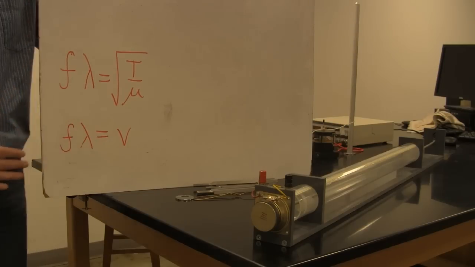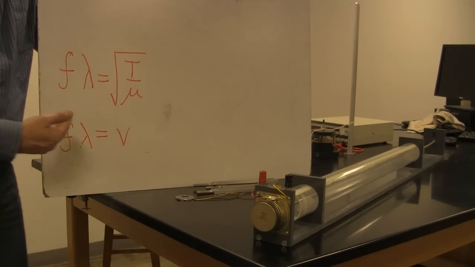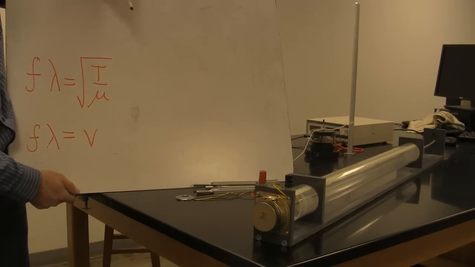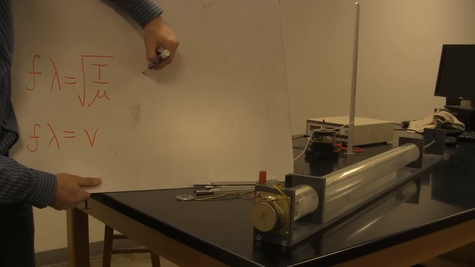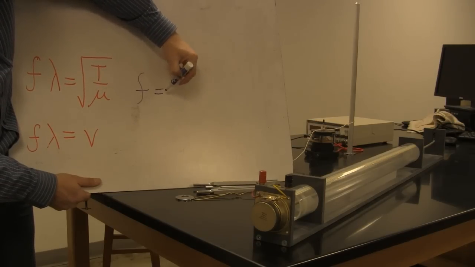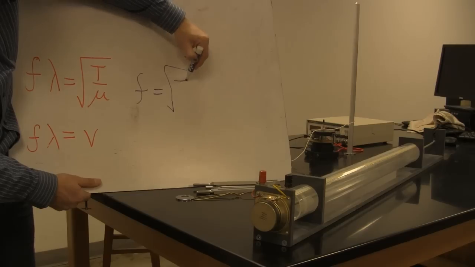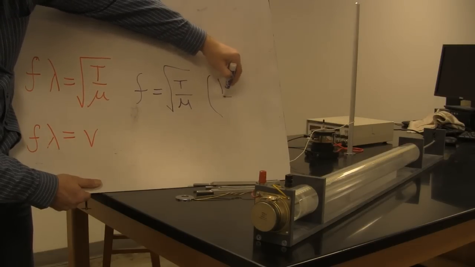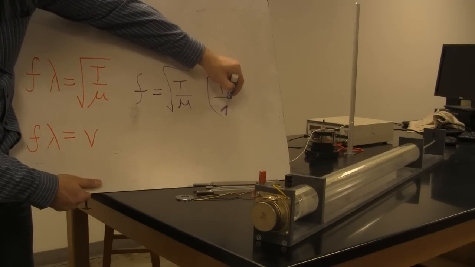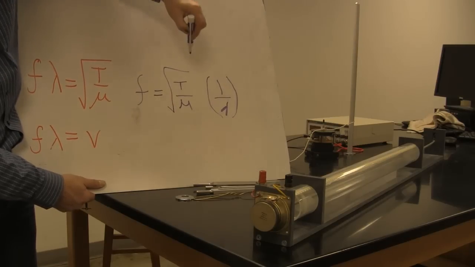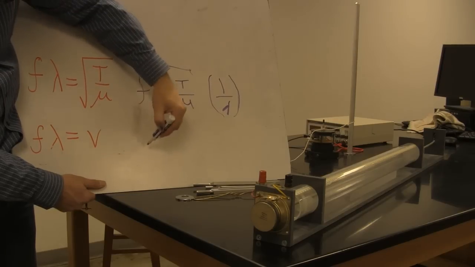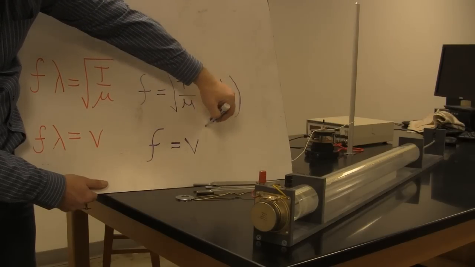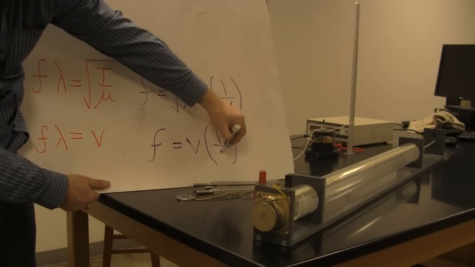When you look at these equations, they don't automatically look as if they're linear equations, but they are, and here's how to show that. Divide both equations by wavelength. And here's what you get. You get frequency is equal to the square root of tension divided by linear density times 1 over the wavelength. In this equation, you get the frequency is equal to velocity times 1 over the wavelength.